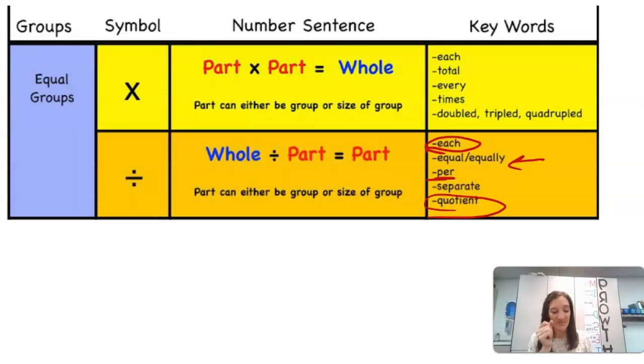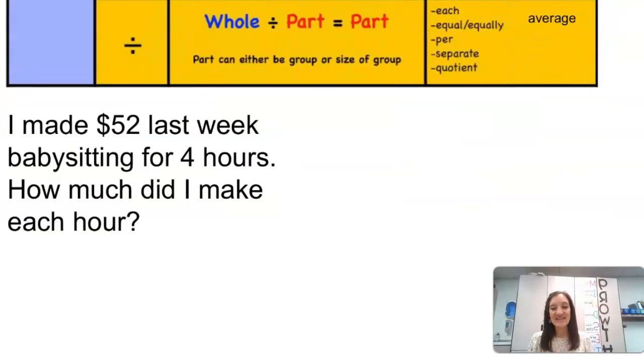So let me give you an example of a time where you might have the whole and you're going to divide it into parts. Last week I made $52 babysitting for 4 hours. How much did I make each hour? So this $52 is my whole amount that I made for the whole entire week, right? So when I'm given the whole and I'm asked to figure out just a part of it, like it says for each hour, I'm given the total amount.